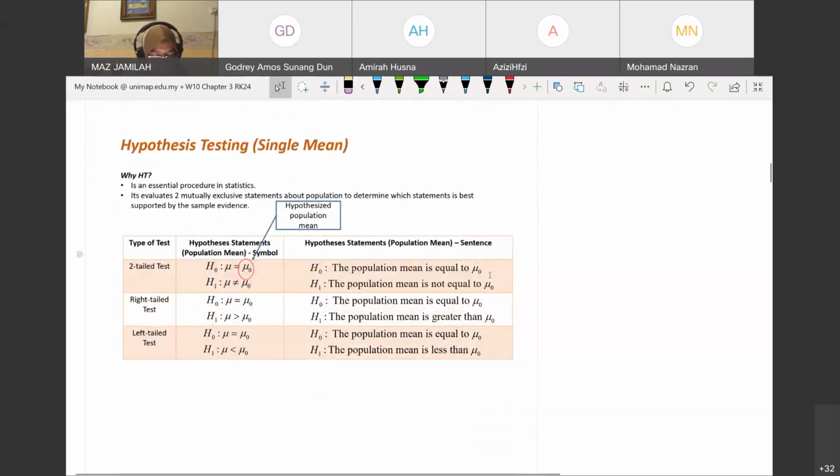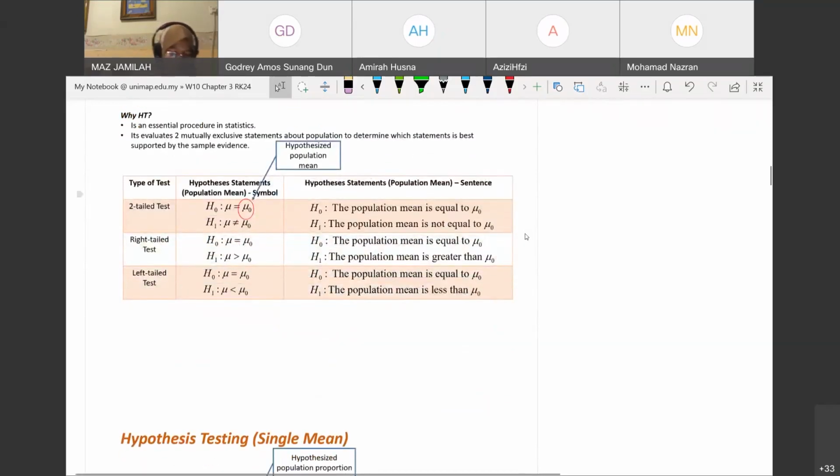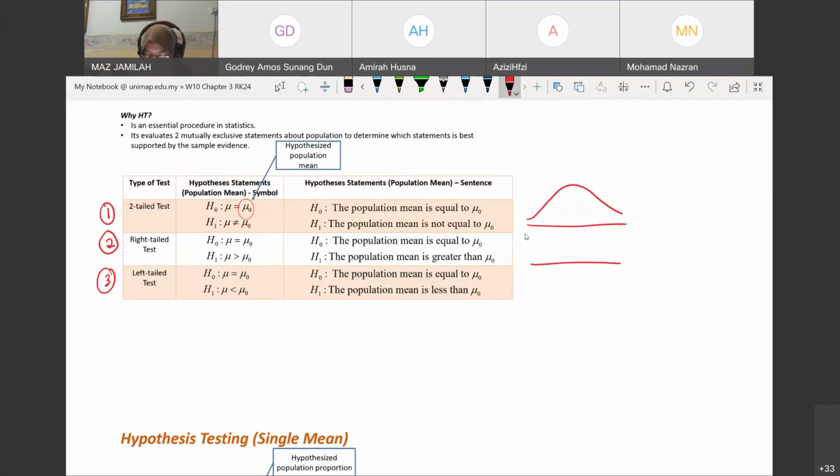Okay, and for the hypothesis testing, it will involve three types of tests. The first one would be two-tailed test. The second one is the right tail test, that will be one tail test, and the third one, for one tail test, is the left tail test. If we were to draw the description of two tail test and one tail test in terms of the Z standard normal that we have discussed before.